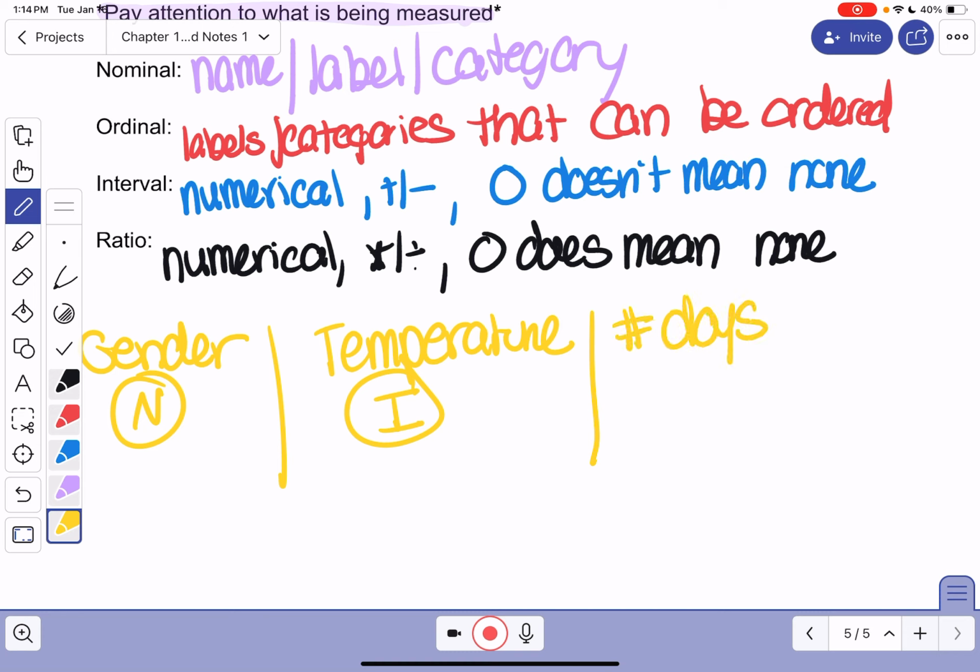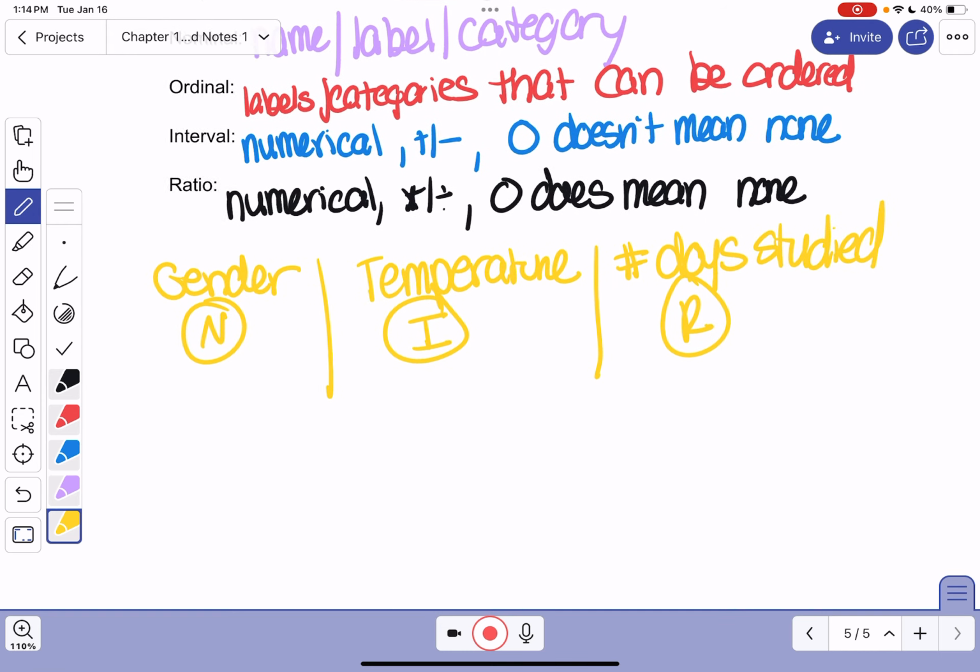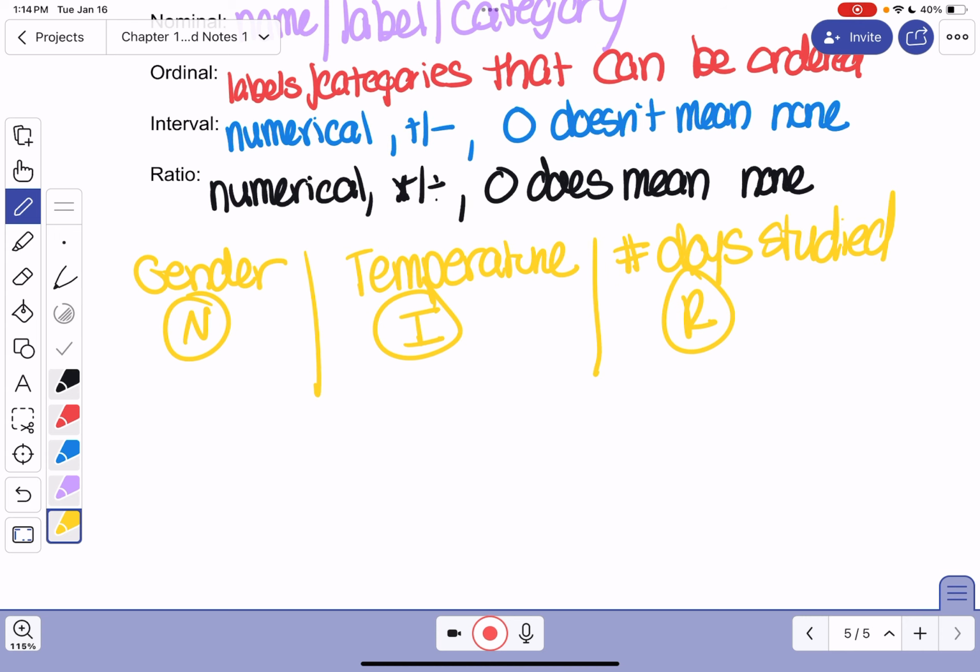Number of days studied. So we know it's a number. But now 0 means no days. 0 means I did not study. So that's going to be ratio. Yes, you can say I studied 3 more than the other, but you can't have negative days. They don't exist. So that's going to fall under ratio because 0 means no days.